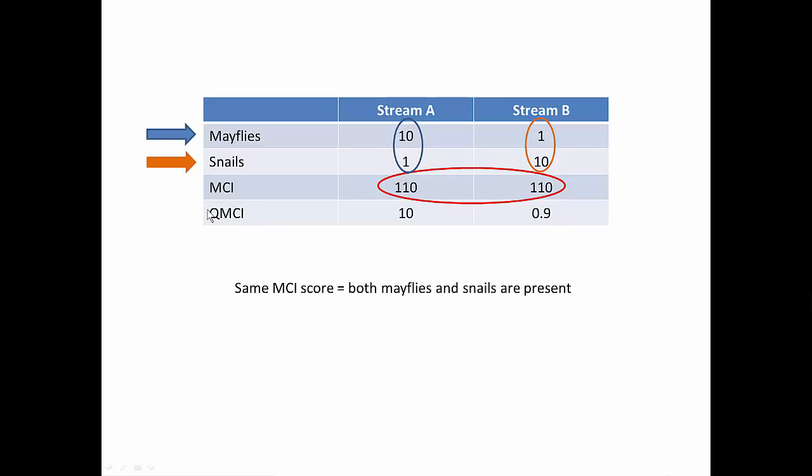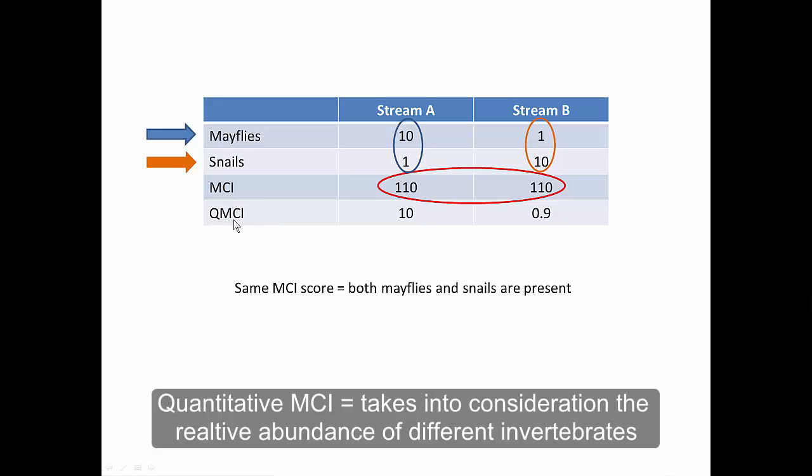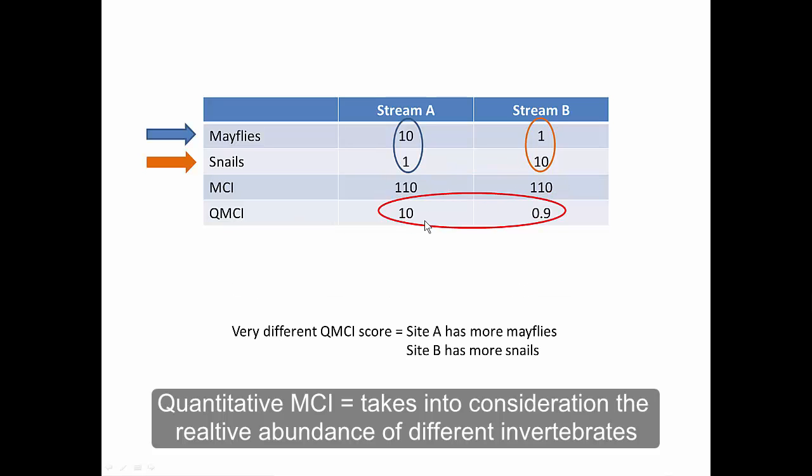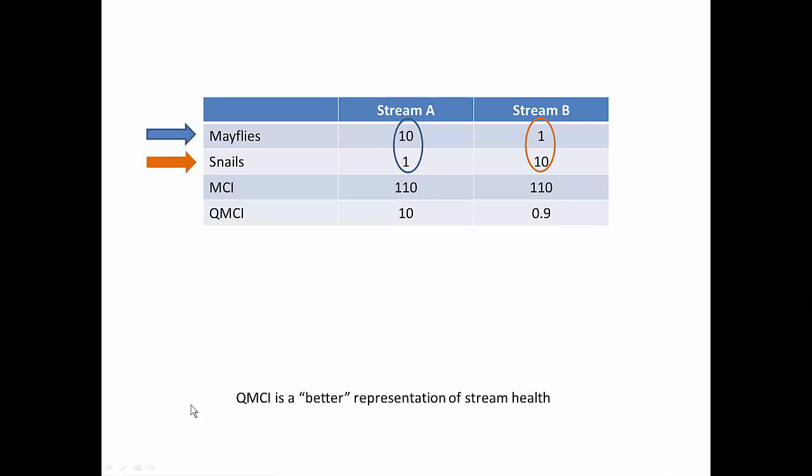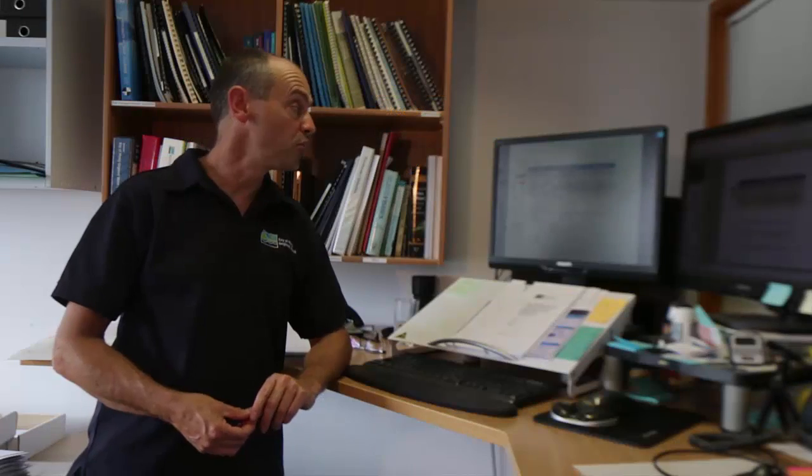This is when the quantitative MCI, or the QMCI, is very, very useful. And you can see clearly that stream B has got a much lower QMCI because it's got more of these tolerant animals. So in my opinion, the QMCI is a far better way to assess stream health, as it measures both what species are there, but also their relative abundance. And I think this is very important to know, as we could detect a decrease in QMCI scores as the densities of sensitive taxa decrease.